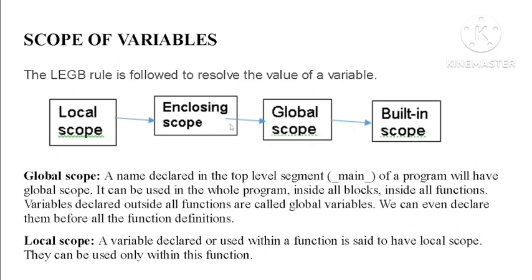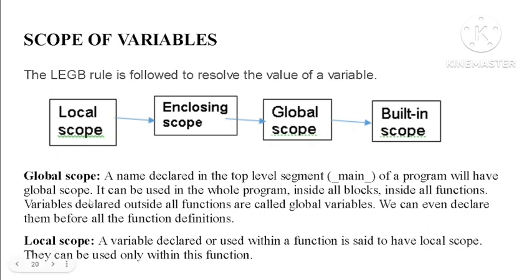But let us skip this because we don't have this in our syllabus. Same way, built-in scope is declared in a built-in package. So let us skip these two things and just concentrate on local scope and global scope. A name declared in the top level segment of a program will have global scope. So what does the word global mean? The global variable can be used inside any function given in the program.